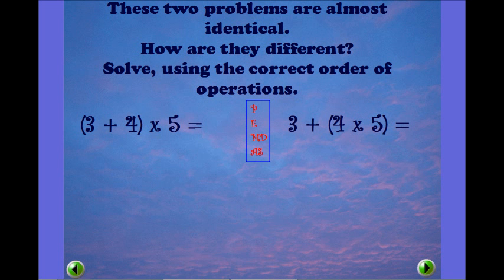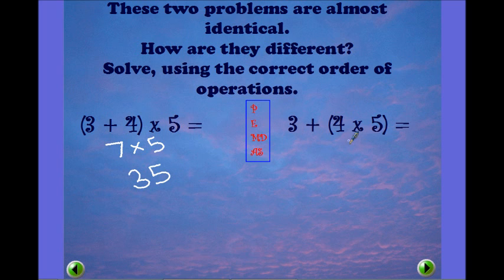Alright, so these two problems are almost identical, but let's go ahead and solve them and see what the difference is. So as always, we look for parentheses first. So over here, I've got 3 plus 4 in parentheses. So we write down what we do, and then we copy everything else. So I did the set 3 plus 4, which was 7, and then just brought down the times and the 5. So now we've got 7 times 5, 35.